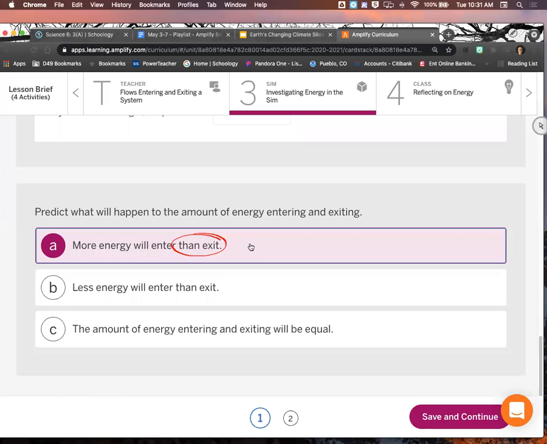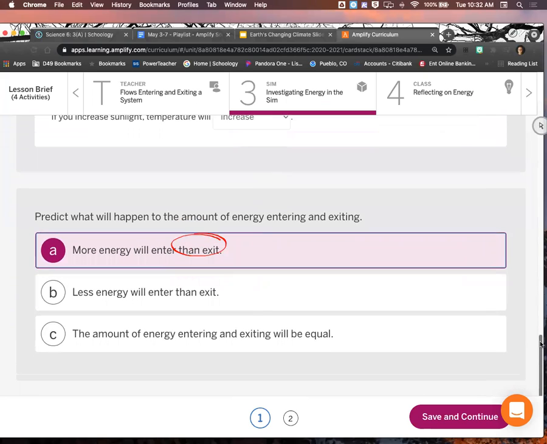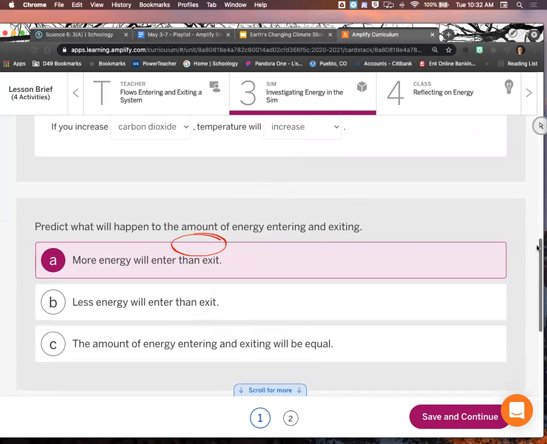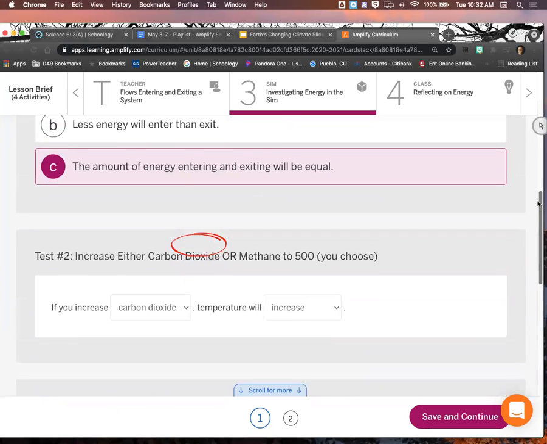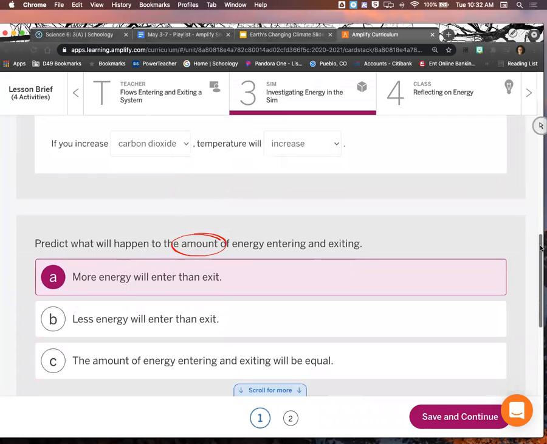I'm looking at B, less energy will enter than exit. No, that won't be true. And of course, the last one is telling us that we would be in equilibrium. And if we're changing the amount of sunlight, that won't be equilibrium. Let's see if I got this second one correct. Entering carbon dioxide. Okay. More energy will enter than exit, or less energy will enter than exit. I like A, that's a good choice.